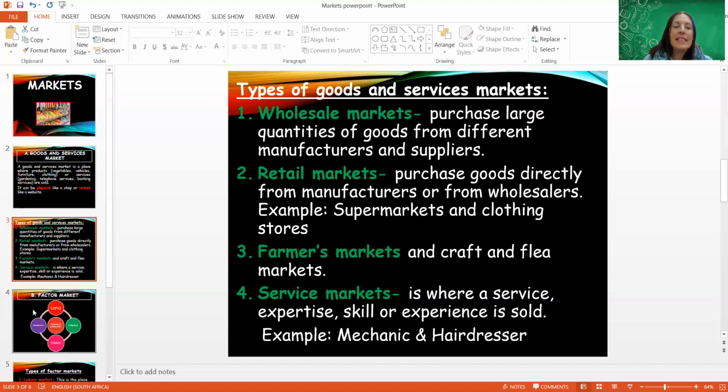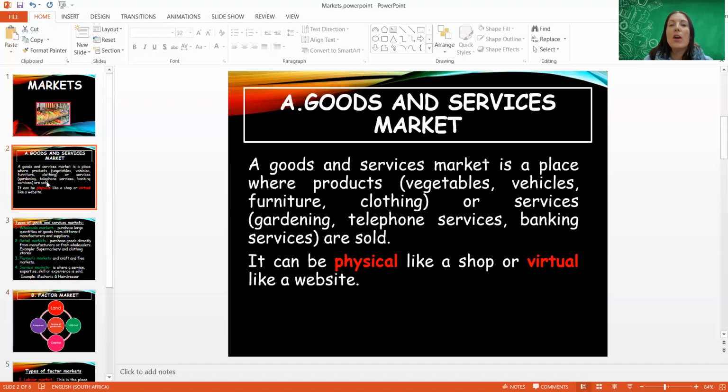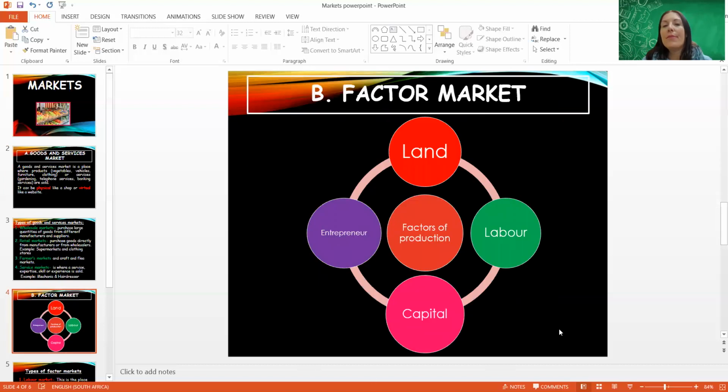Good. And then something that we will also look into in more depth in grade 9 is the factor market. So let's just go back. We have the goods and services market, and now we're looking at the factor market.